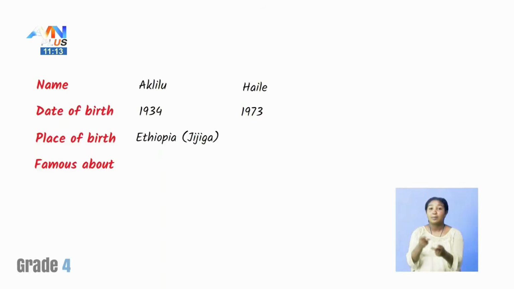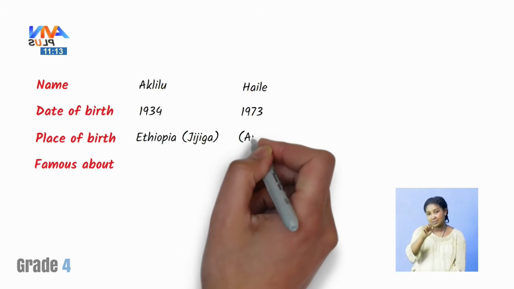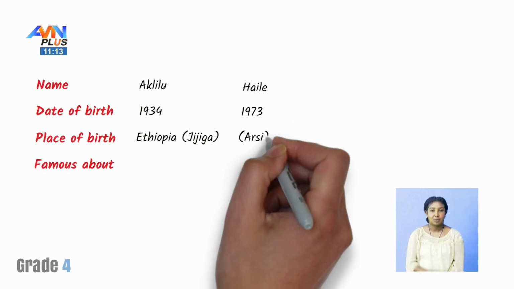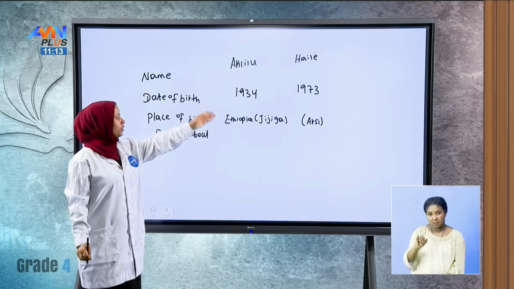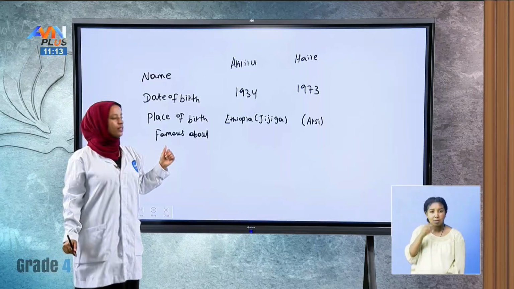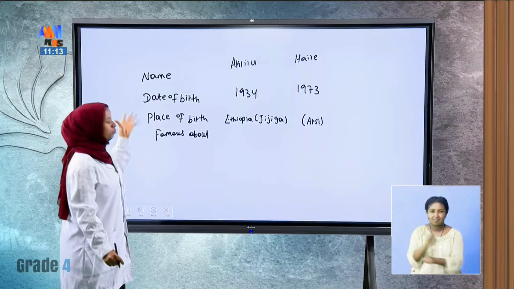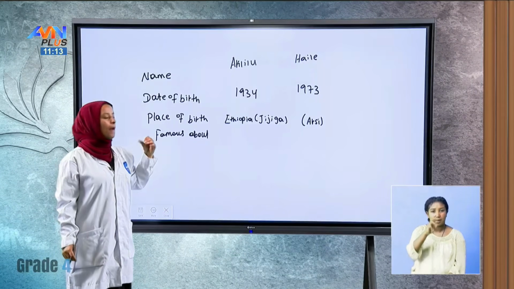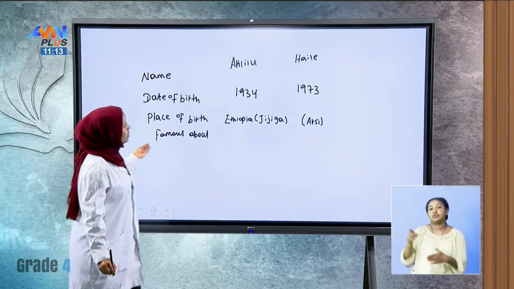Where? Arsi. Ethiopia, Arsi, Bekoji. He's famous about, he is what? Athletes. And also who won Berlin Marathon.